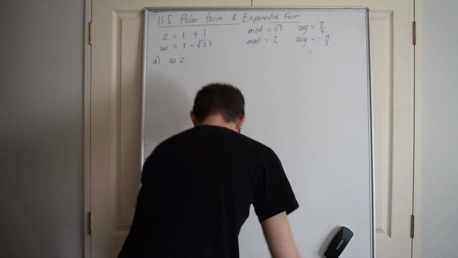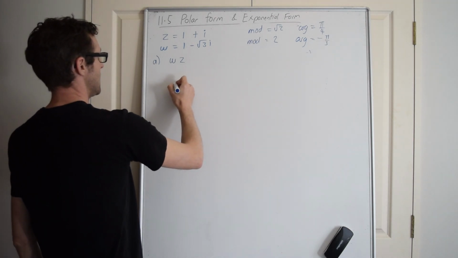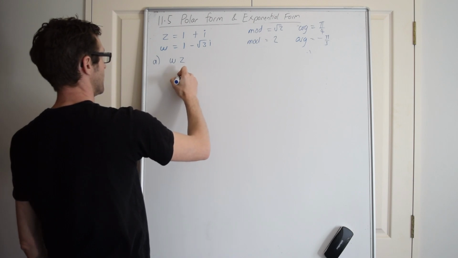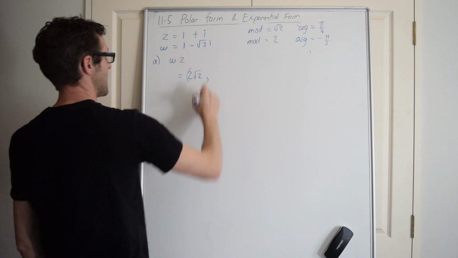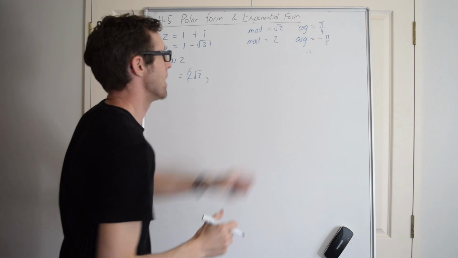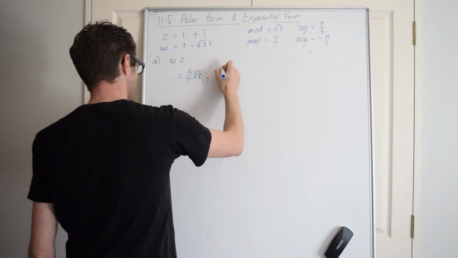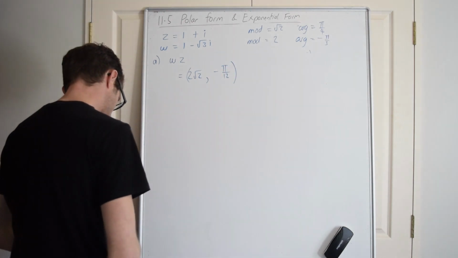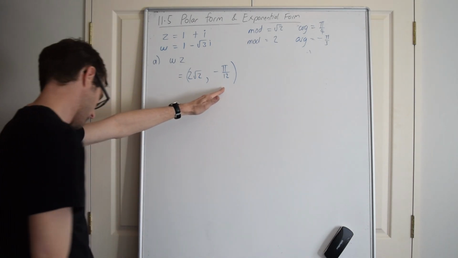That's that one. Now, what is wz going to be? All right, wz. So we use our rule. It's r1 times r2, which is 2 times square root 2. And then we add the arguments. So, pi over 4 minus pi over 3, and that gives us, chuck that in your calculator or do it in your head, minus pi over 12, isn't it? Okay. And so the modulus is 2 square root 2, and the argument is minus pi over 12.